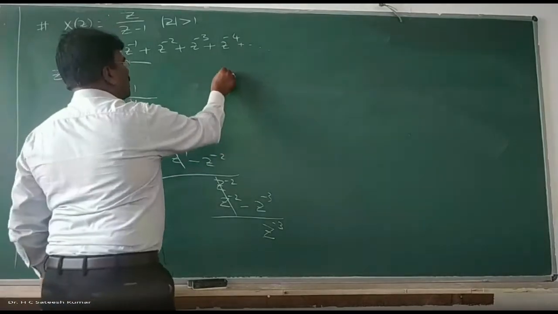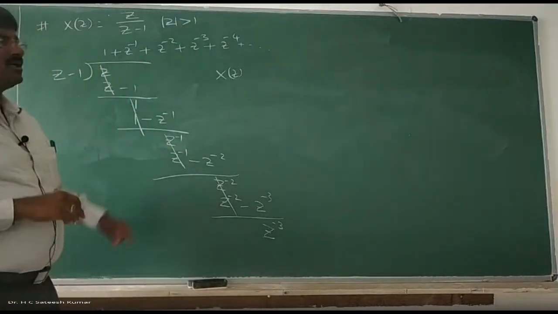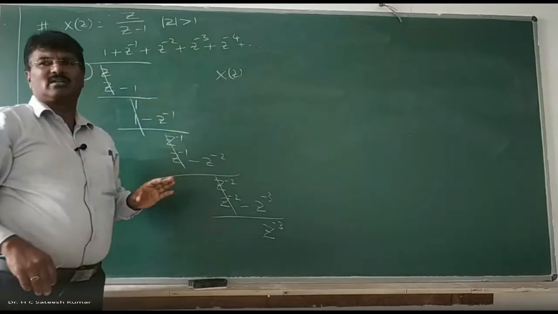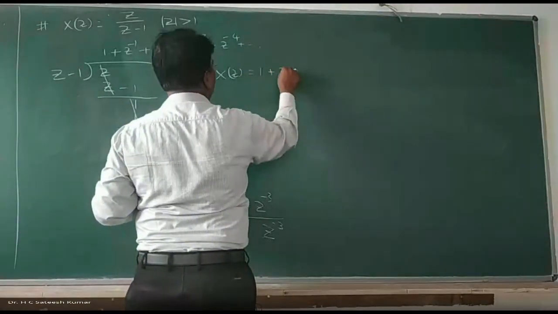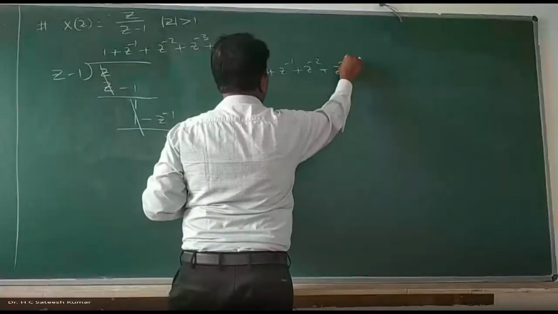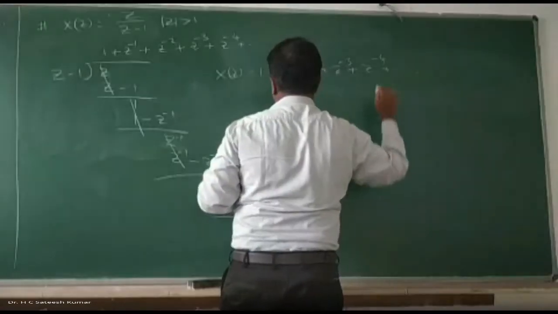That's it. So now, what did I say? For a right-handed sequence, X of z is represented as what? Negative powers of z: z to the power of minus 1, z to the power of minus 2, z to the power of minus 3. Now, X of z is equal to what? 1 plus z power minus 1 plus z power minus 2 plus z power minus 3 plus z power minus 4 plus so on, you will get it.